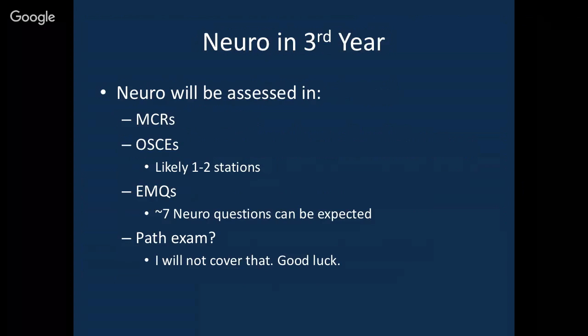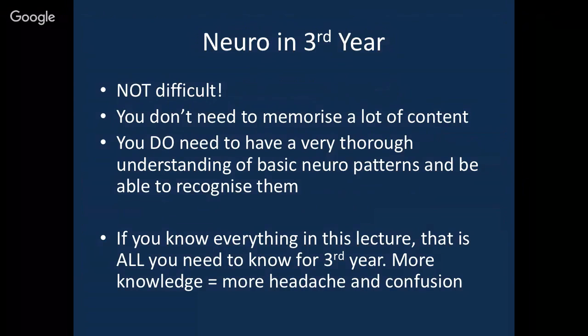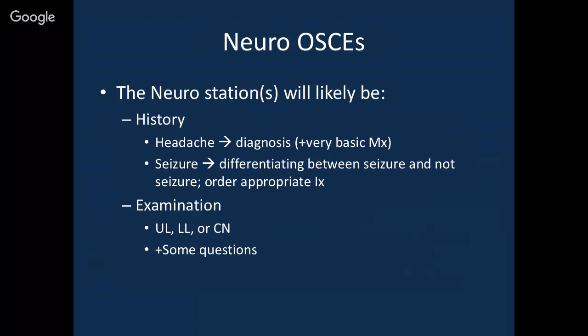EMQs, usually they give about 7 EMQs in neurology, and they're usually not that difficult. And the PATH exam, good luck to you all. I think I've already said all of that. So the history station is usually going to be headache or seizure. If it's headache, you have to diagnose what type of headache the patient has, and we'll go through all of that. And often a seizure station is about asking all the right questions.